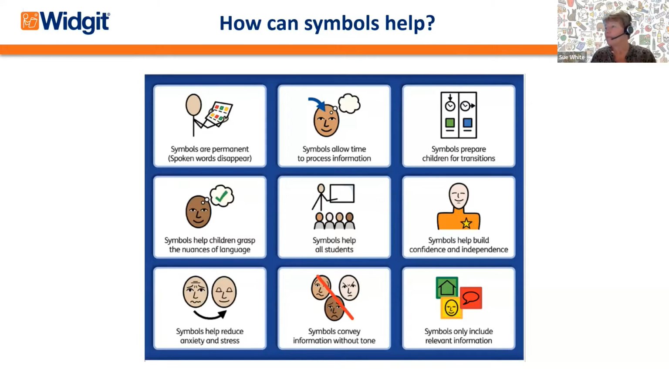So where are we? Sorry, I've lost that one. Bottom, in the middle at the bottom, symbols convey information without tone. That can be particularly useful if you yourself are feeling quite stressed and might have spoken to a student a bit more sharply than perhaps ought to. So using symbols, they have no tone of voice, they're neutral. They can relay expectations without anything added on to that.